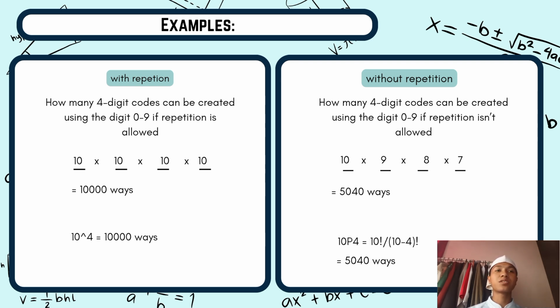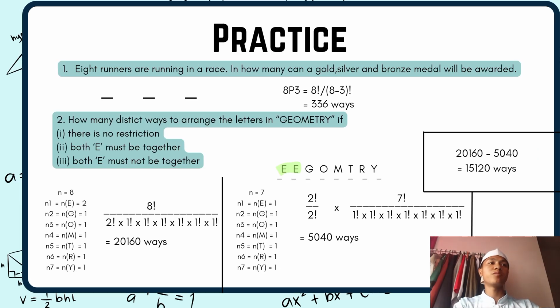So what is different here is, after we use one of the 10 digits, we minus 1 for the next digit of the code. So 10, 9, 8, 7. So the answer is 5040 ways. Or we can use the formula nPr. So we just substitute the values of n and r in the formula, and we got the same answer. So let's begin with the first question.